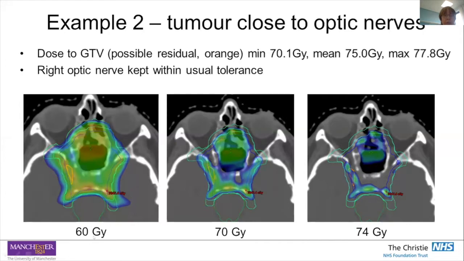So actually, although it was 3 mil from the optic nerve, we did quite well here. So if we look at the dose distribution at 60 gray, all of this area is covered. At 70 gray, we're no longer trying to cover this low dose target volume, but we still have good coverage of our residual tumour. And at 74 gray, we're starting to lose some coverage of that residual gross tumour.